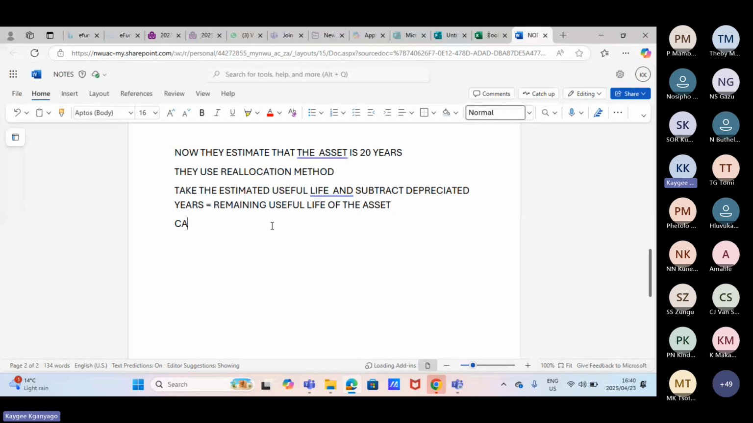I'm not losing anyone again. So just to confirm, we're using the carrying amount we got just before there was a change in the estimate. Yes. Okay. I'm not losing anyone again.